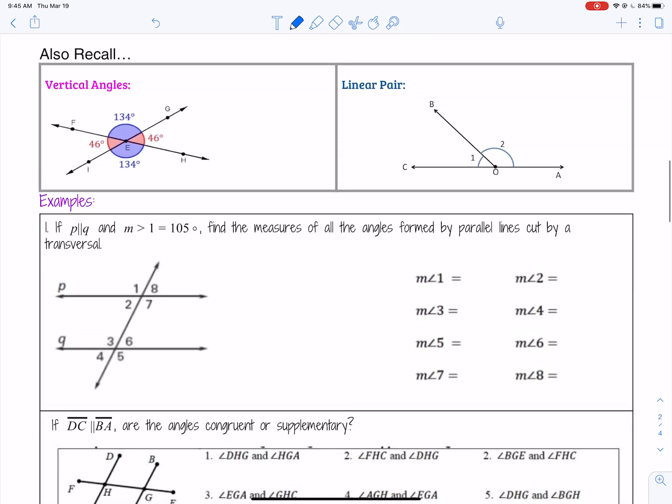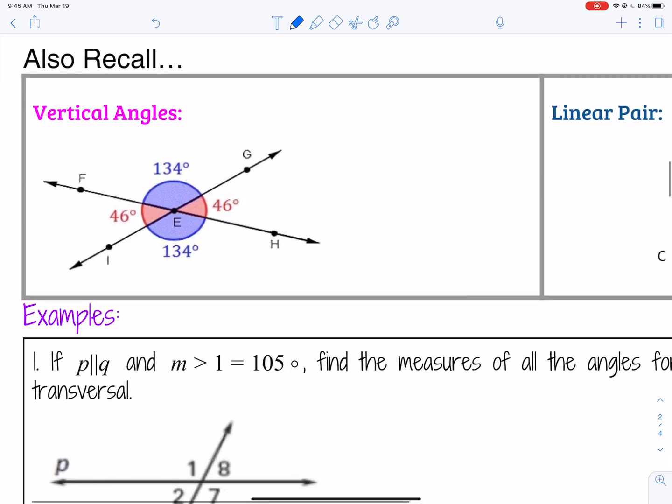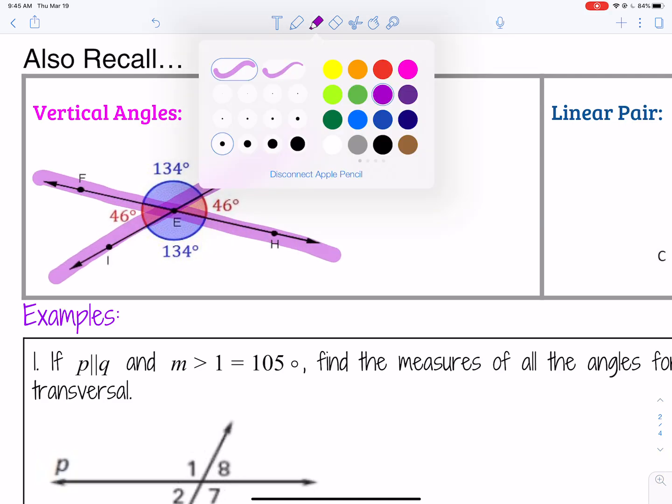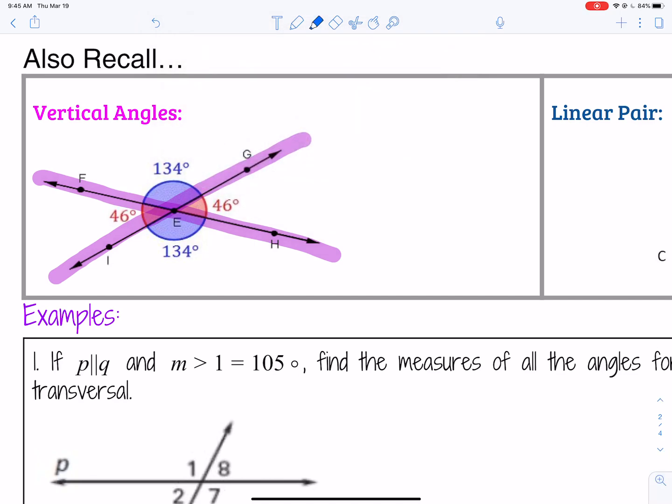Let's take a look at 2 old concepts, and then we're going to look at some examples of how to apply these things. So something you've heard of before, hopefully, is vertical angles. Vertical angles are when 2 lines intersect. So we have these 2 lines that just cross each other. They intersect. Then we know that vertical angles are formed. So you have this angle across from this angle, and they would have the same measure.